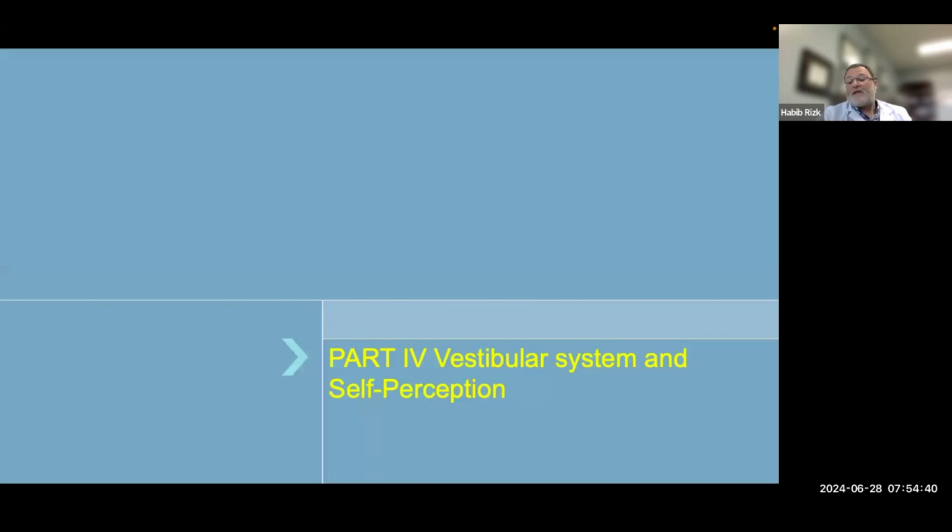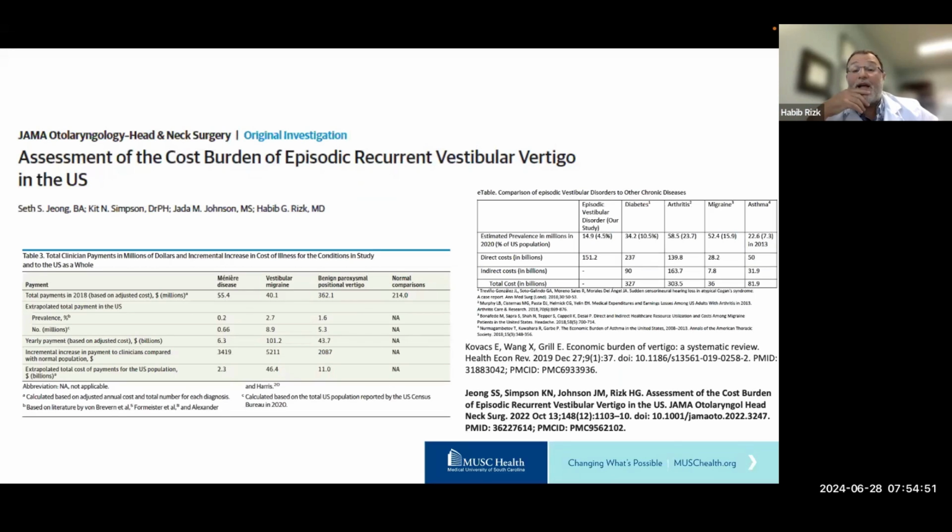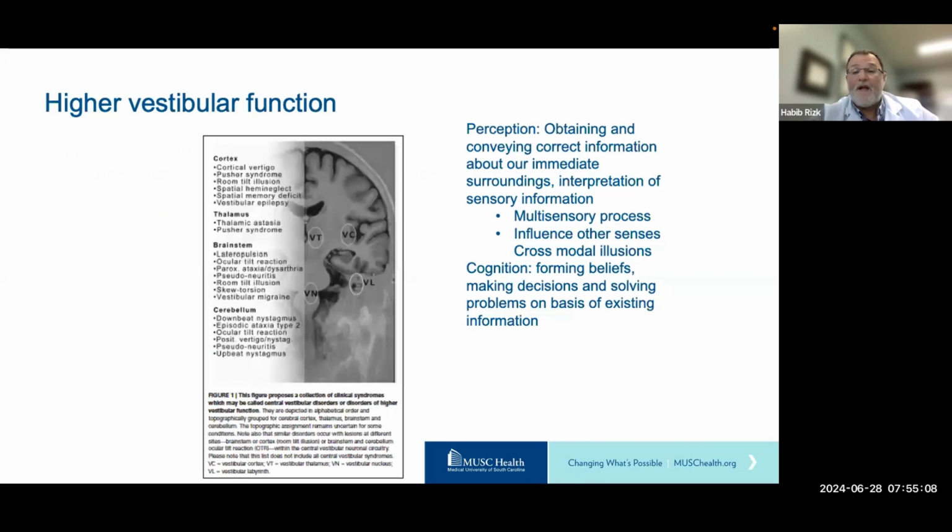And I entitled it Vestibular System and Self-Perception. We know that the vestibular system has a significant impact on our ability to work. It also has a significant impact on healthcare utilization, with staggering direct costs of $150 billion for episodic vestibular disorders, including BPPV, Meniere's disease, and vestibular migraine, more than arthritis and migraine headaches combined.